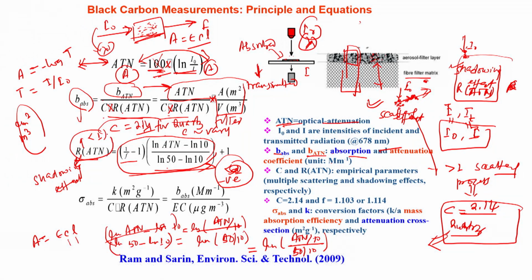So this value of R will be less than 1, and F has different parameters. It depends on the season, whether you are doing the winter season or summer season, and on the types of biomass burning or other things. So it also depends on that factor.